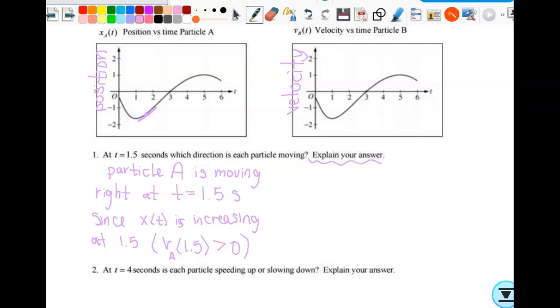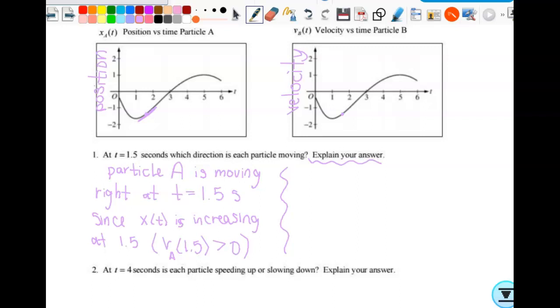All right, have a conversation about particle B. Hold on, we're still on question 1. So what do y'all think? Did y'all agree on something? What is it? Why?